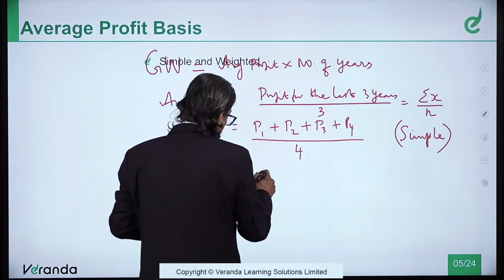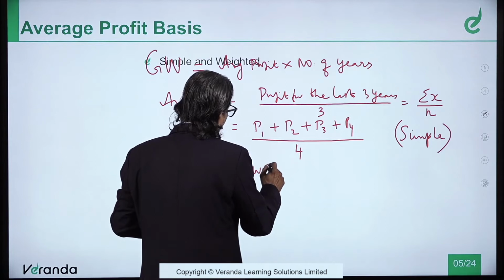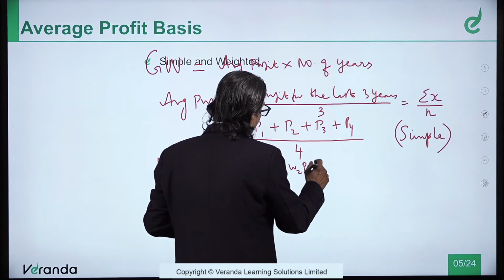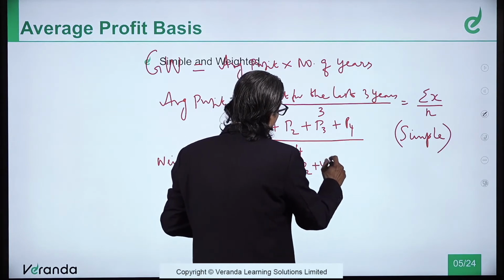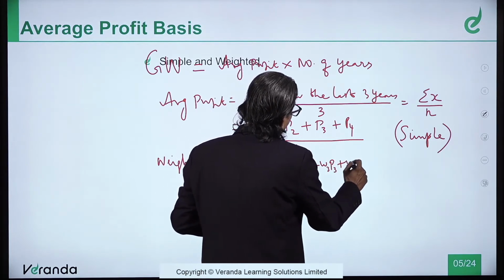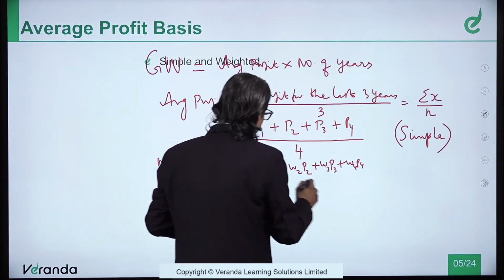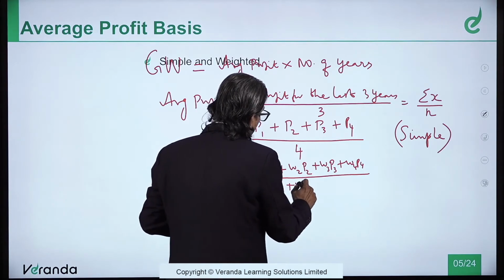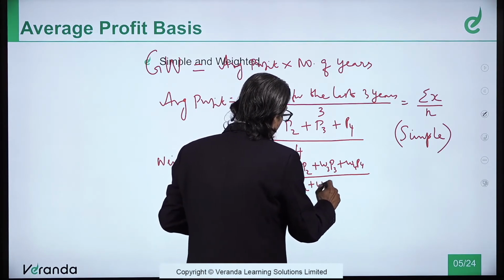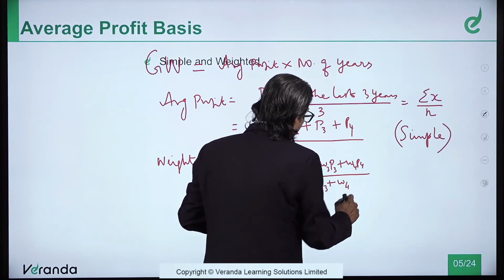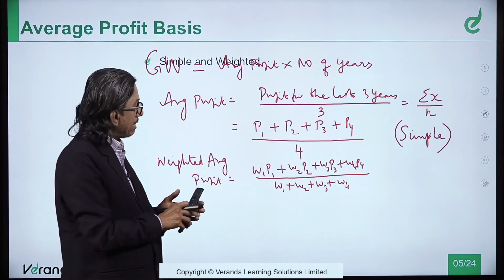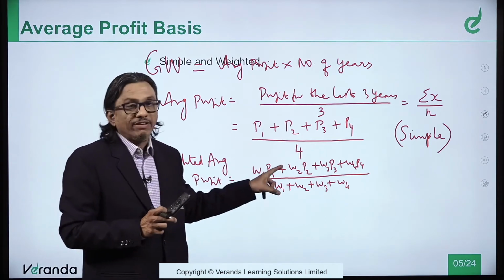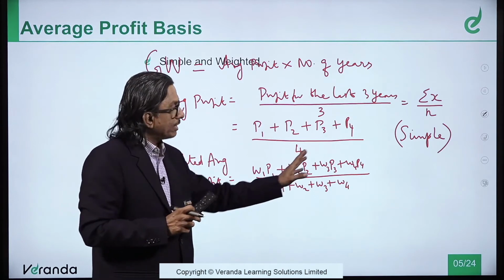It is equal to W1 P1 plus W2 P2 plus W3 P3 plus W4 P4 divided by W1 plus W2 plus W3 plus W4. What is W? W1 is the weight for the first year, W2 weight of second year, W3 weight of third year and so on.